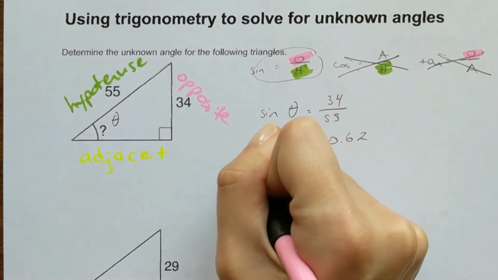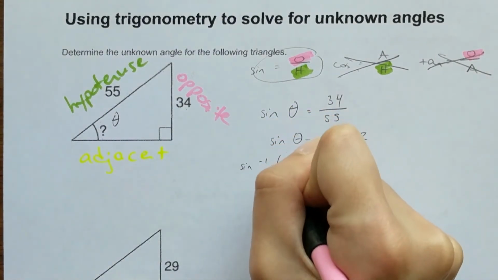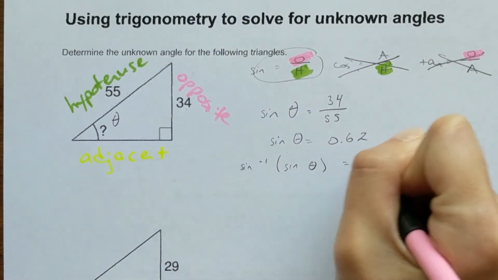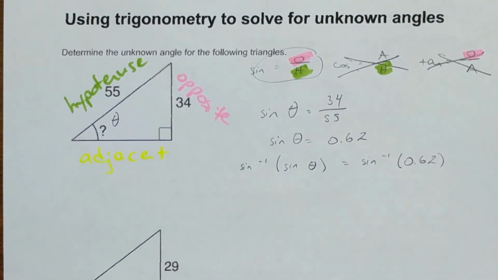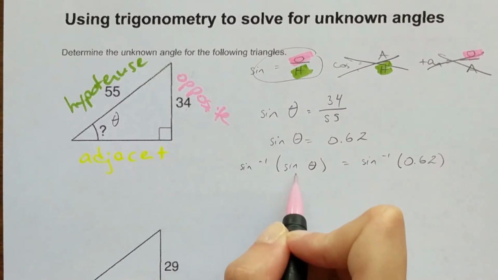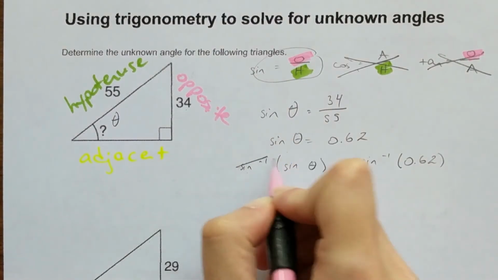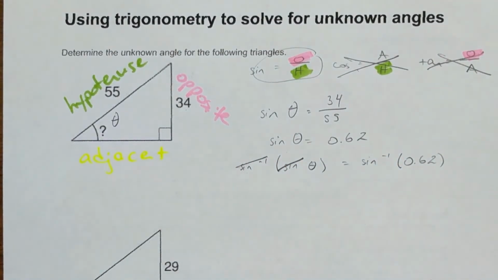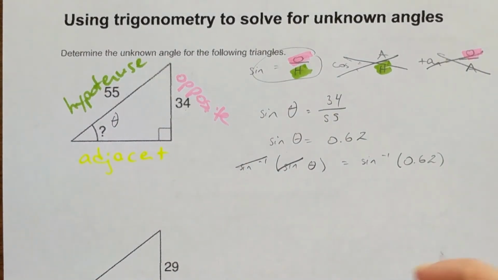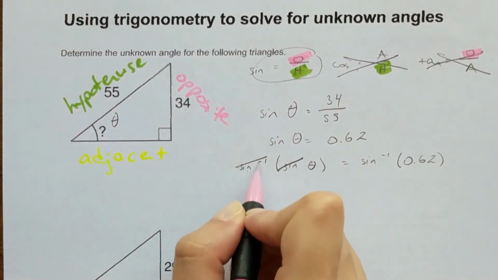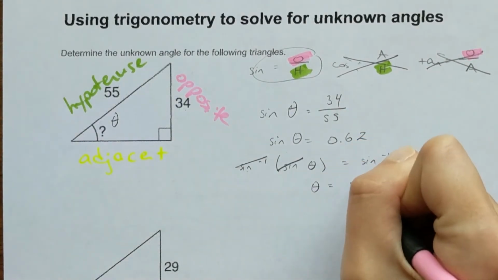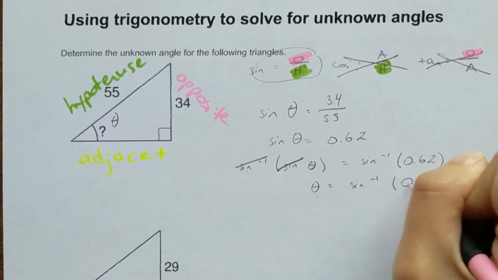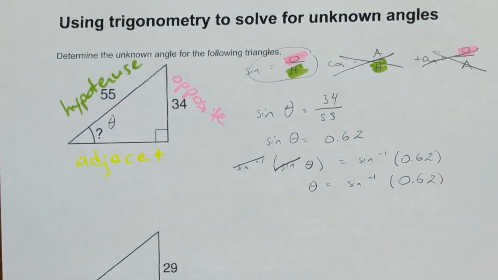So I'm going to write this out. I need to take the sine inverse of both sides. Sine inverse of sine cancels out. It's just kind of like the way multiplication and division cancel out. Sine inverse and sine cancel out. That leaves me with theta is sine inverse of 0.62.